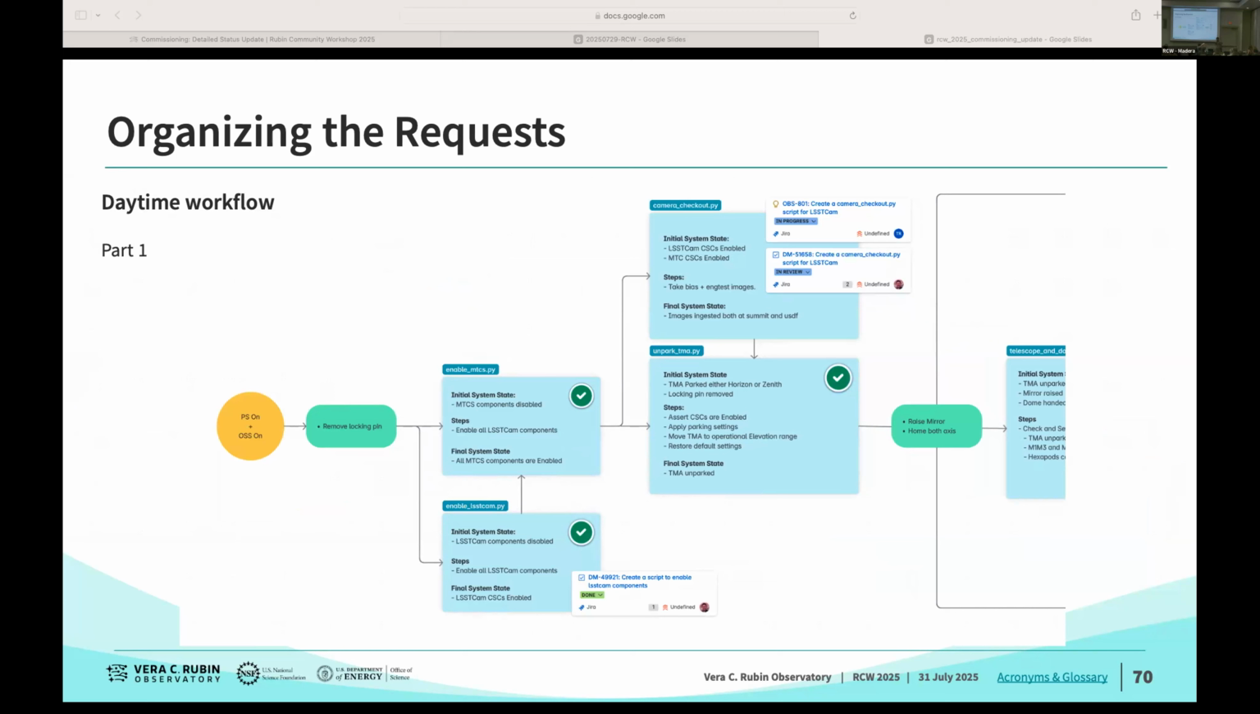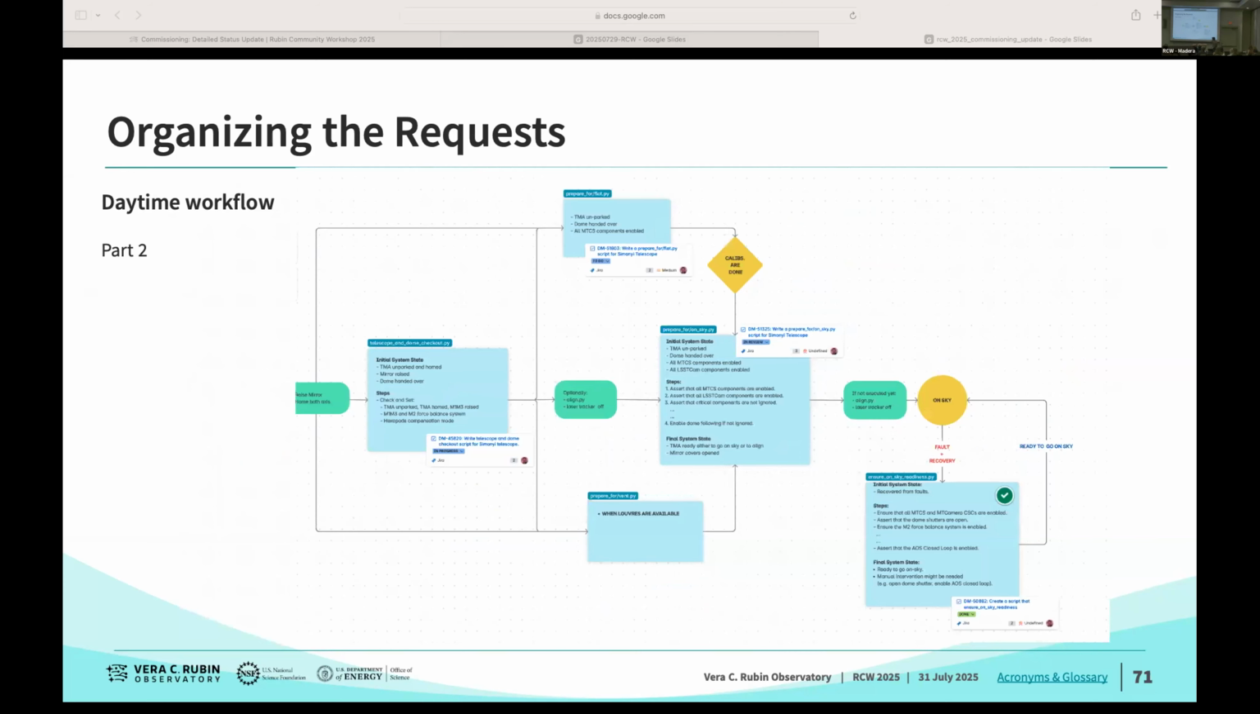Well, here you can see those requests. Some of them have those green checks. It means that we have this in place. For example, we now have a script to unpark TMA, which was a very, not complicated, but time-consuming process. Here you can see others that we still don't have. If you don't see the check marks, it means it's not available. Or if you see this little box, it means that we have a ticket that we are working on, that is in preparation.